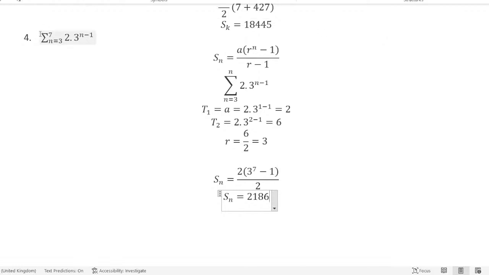So we were calculating this sigma notation. First thing, get the value of a and the value of r, because this is a geometric sequence. Once you get them, you substitute into the formula: a as 2, r as 3, and n should be the last term, the number at the top. Then you simplify. I hope you are following.